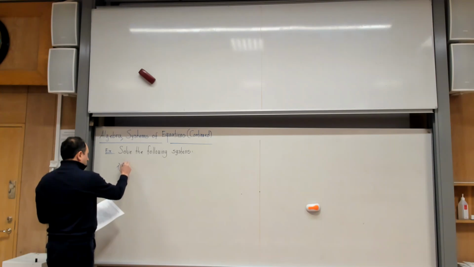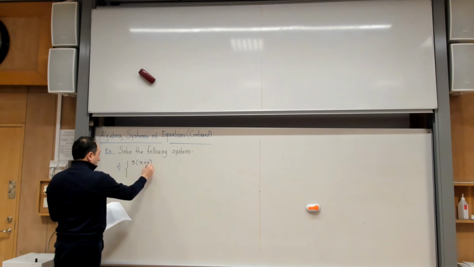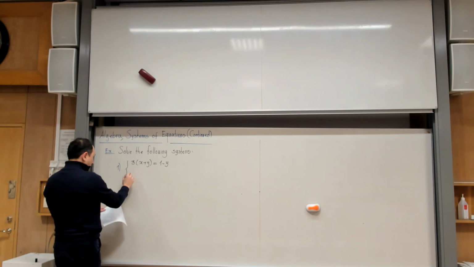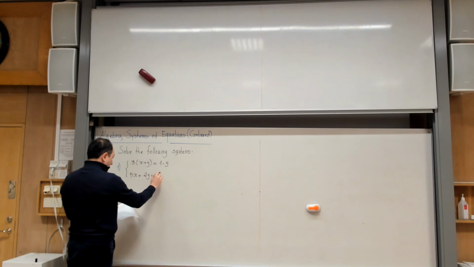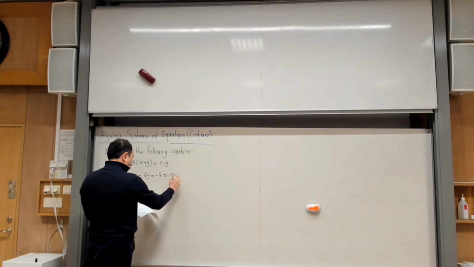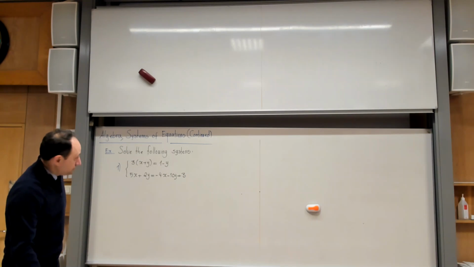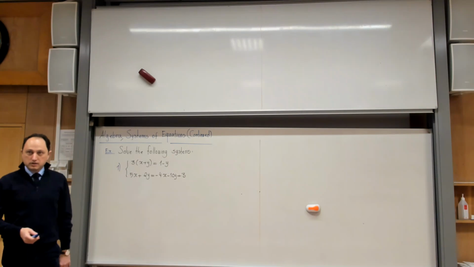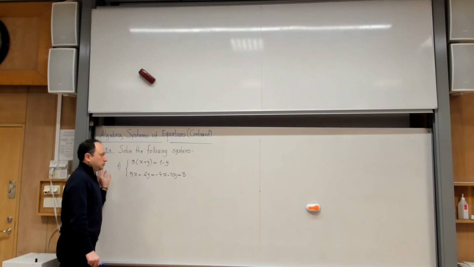For example, I want to solve this system of equations. I have 3(x plus y) equals 1 minus y. And the second equation is 5x plus 2y equals negative 4x, negative 10y, and then positive 3. So we want to solve this system. Because you already know the meaning of solving the system and things like that, I just try to focus this session on how to do the details.